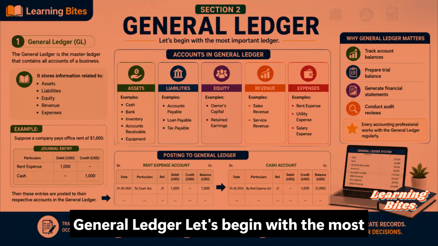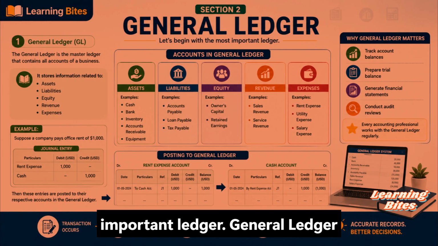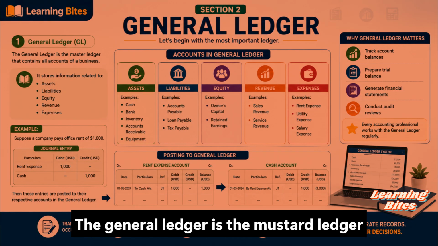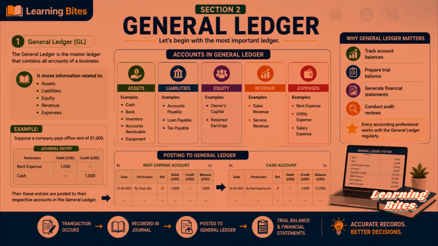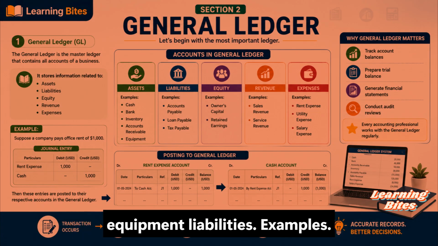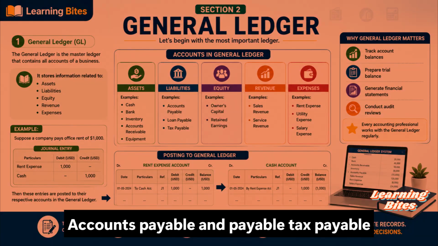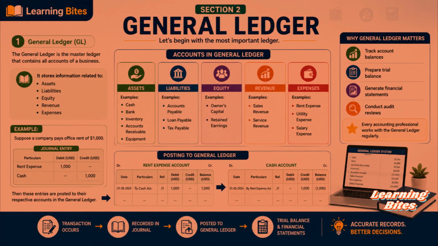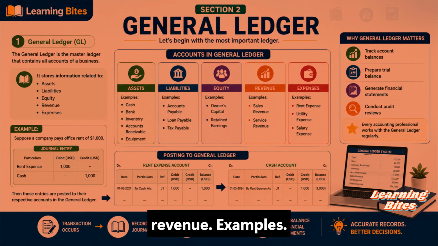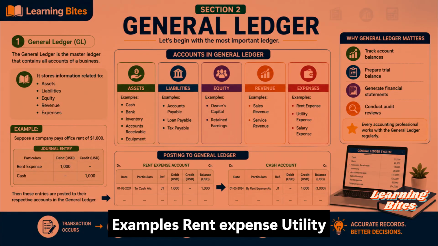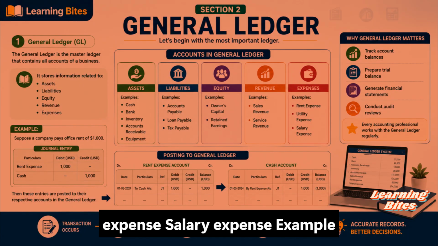Section B. General Ledger. Let's begin with the most important ledger. The general ledger is the must-have ledger that contains all accounts of a business. It stores information related to assets. Examples: cash, bank, inventory, accounts receivable, equipment. Liabilities. Examples: accounts payable, loan payable, tax payable. Equity. Examples: owner's capital, retained earnings. Revenue. Examples: sales revenue, service revenue. Expenses. Examples: rent expense, utility expenses, salary expense.